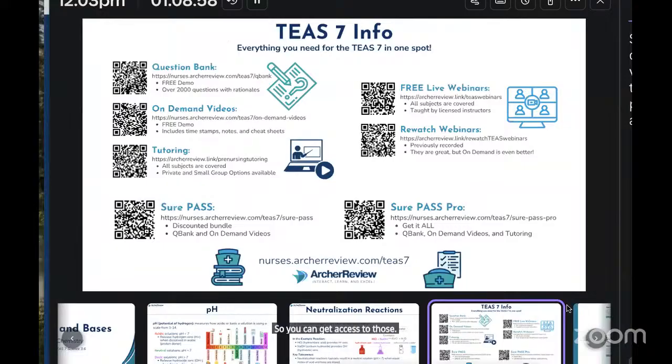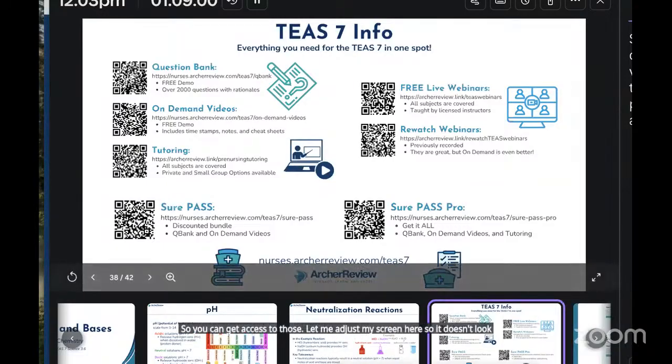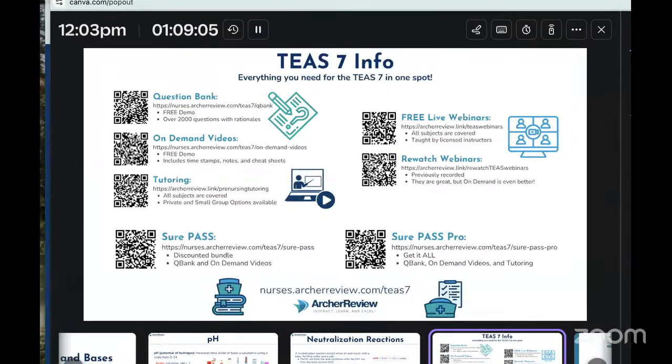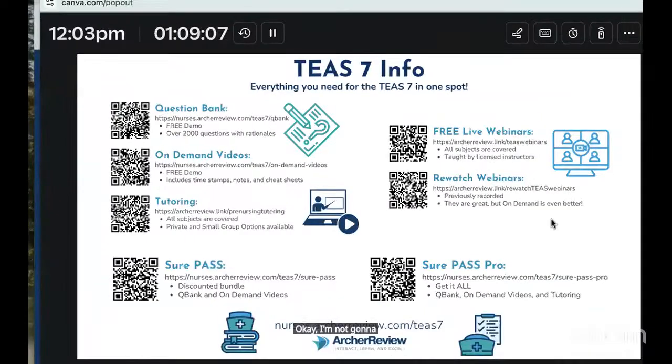Let me adjust my screen here so it doesn't look so messy. Okay, I'm not gonna fiddle around with adjusting this too much.